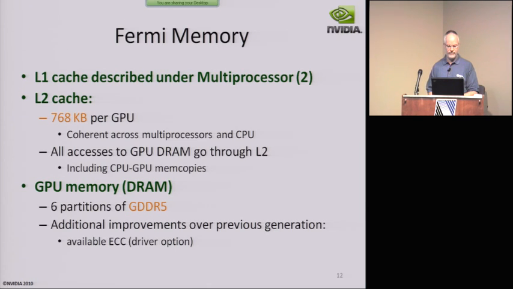The GPU physical memory is 6 distinct partitions of GDDR5, and the memory interface is faster and wider than the previous generation. In addition, we support ECC now for HPC, and it's slightly slower with ECC because we use the same physical memory.